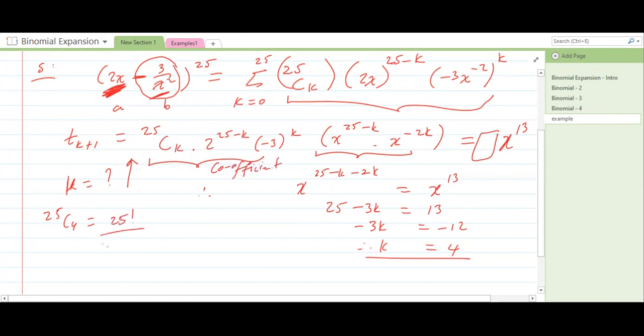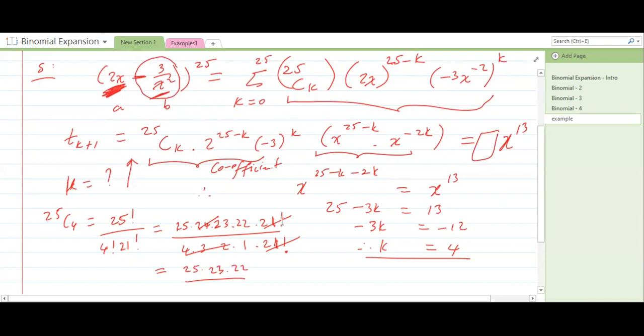So we have 25 factorial over 4 factorial, 21 factorial. So we got 25, 24, 23, missed a few here, should be 22, dot 21 factorial, over 4, 3, 2, 1, and 21 factorial. 21 factorial cancels out. 4 times 3 is 12, times 2 is 24, and 24 cancels out. Then we have 25 times 23 times 22.